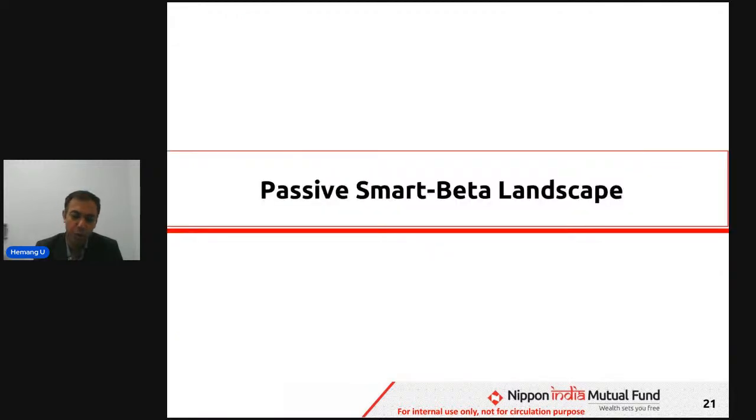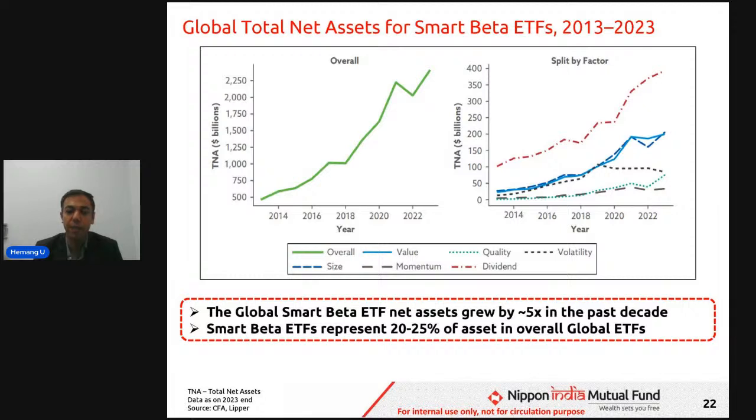So moving ahead, let's talk about the landscape. We want to see how they have been across the globe and in India. As you can see, the net assets from 2013 to 2023 show these have been very popular globally, though it's a recent phenomenon of the last 2-3 years in India. But globally, these have been around for a decade. They have had a 5x growth in the past decade. They represent almost 20 to 25% of overall assets in global ETFs. So it is a huge thing.